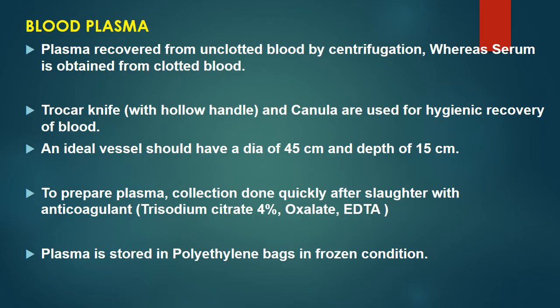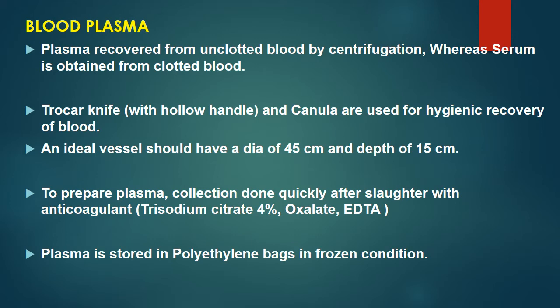Here we will discuss a little more about the blood plasma and next about the serum. Plasma is recovered from unclotted blood by centrifugation, whereas serum is obtained from clotted blood. As I have mentioned, if we collect whole blood and quickly agitate it, then the fibrin will be separated. That is called mechanical defibrination. Now that liquid blood is suitable for separation of the RBC and the plasma.